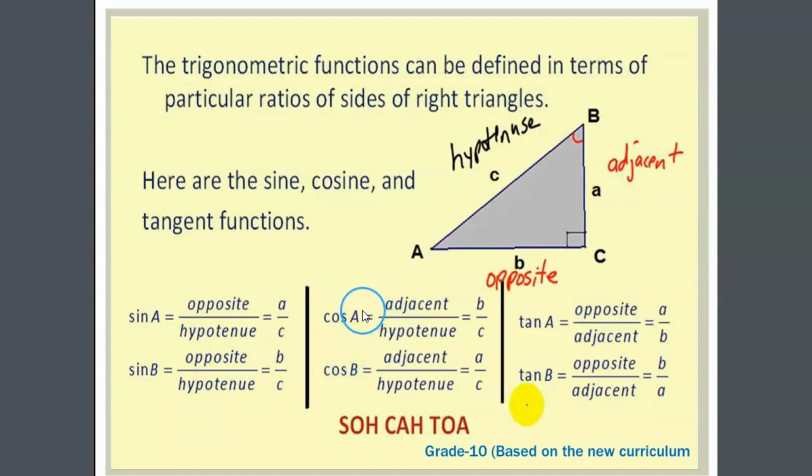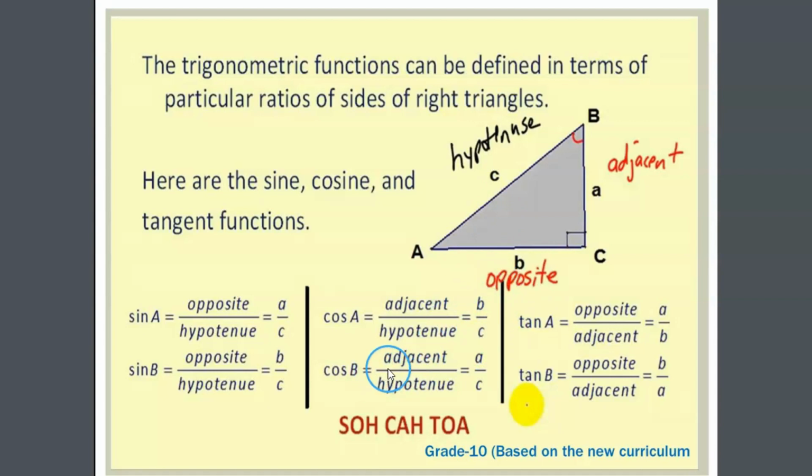What about cos? How do we find the cos value of an angle? For cos, we divide the adjacent side of the angle by the hypotenuse. Therefore cosine of angle A means adjacent over hypotenuse. What is the adjacent side for angle A? AC. Its length is b over c. B over C.